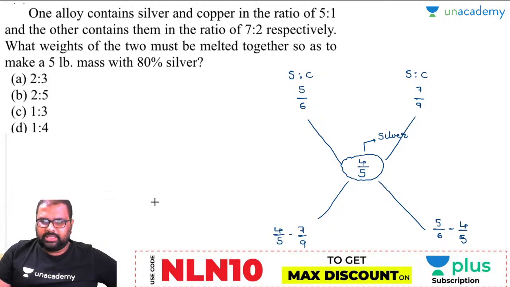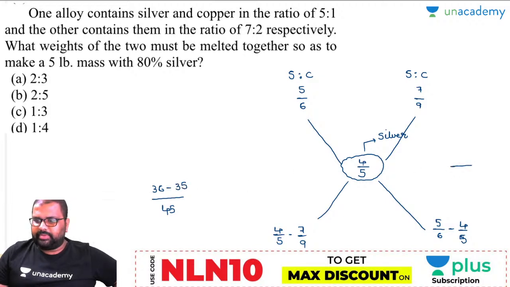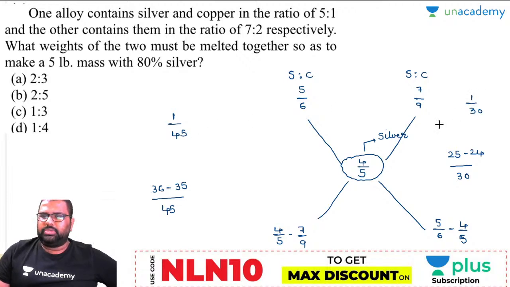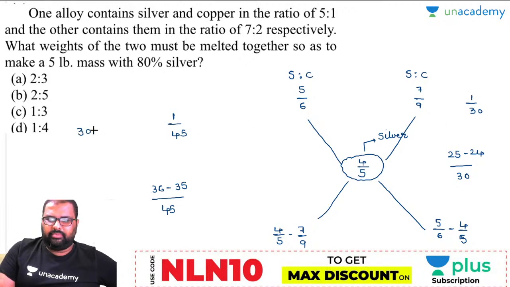So see here, 5 9s are 45. So 9 4s are 36. Minus here 5 7s are 35. Now here again 6 5s are 30. So 5 5s are 25, 6 4s are 24. Now here how much will be left over? 1 by 45. Now here how much? 1 by 30. At last the ratio will be 30 is to 45.